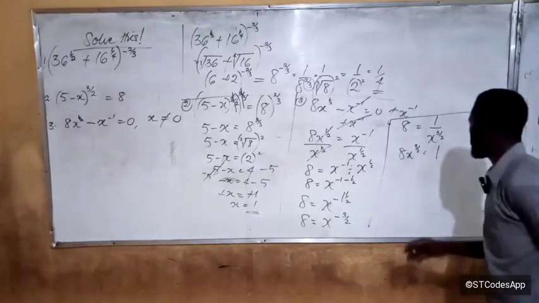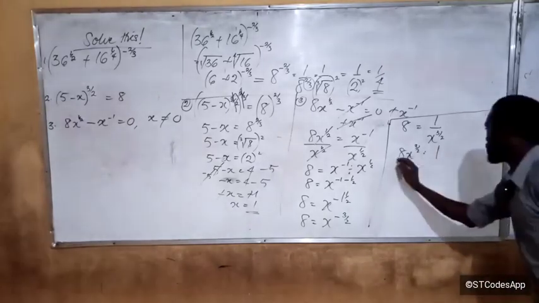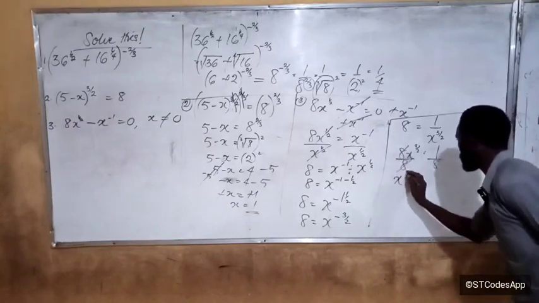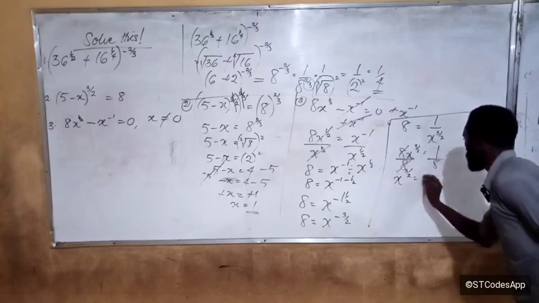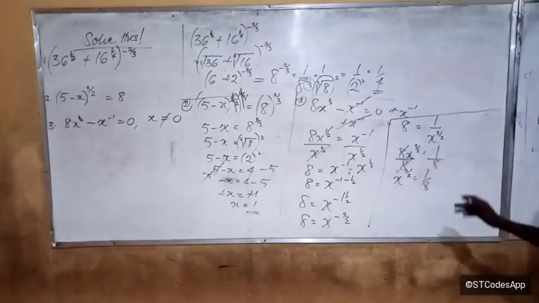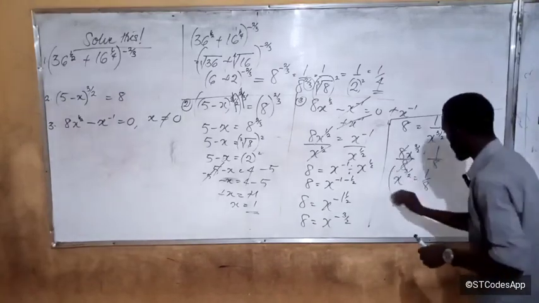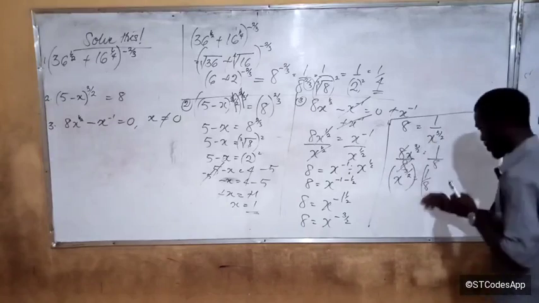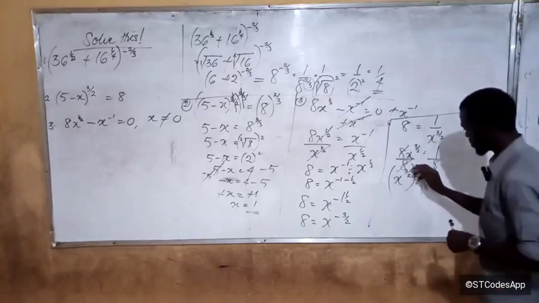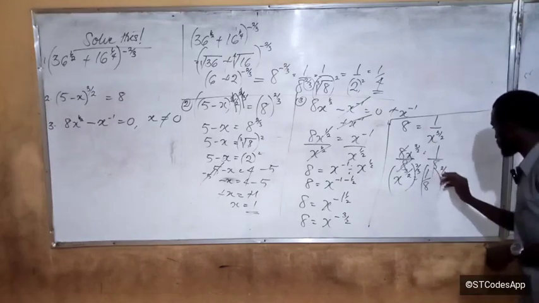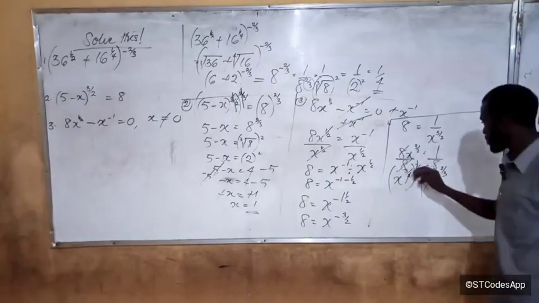So what do we do from here? We can divide both sides by 8. If we divide through by 8, we're going to have x raised to the power 3 over 2 will be equal to 1 over 8. Okay, from here now, we can take the second power and the third root of both sides. Second power, third root. So that this takes care of this.